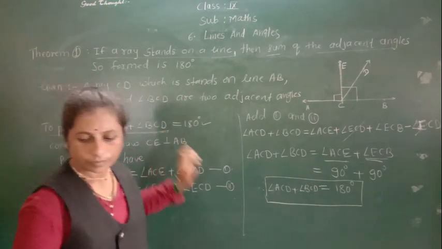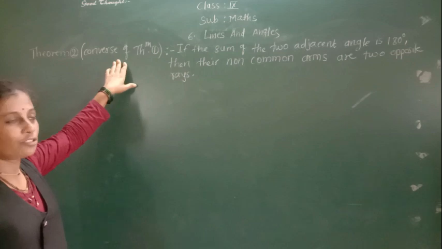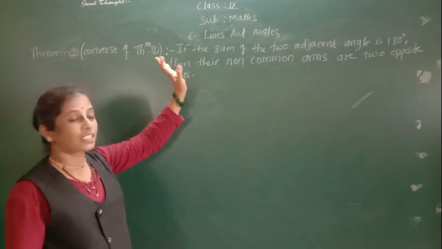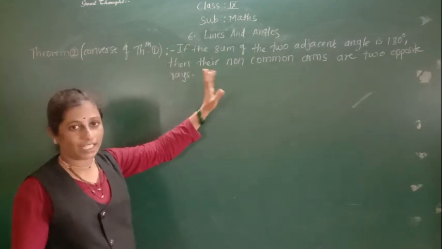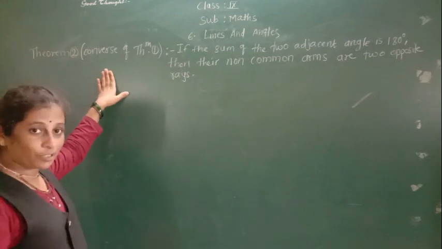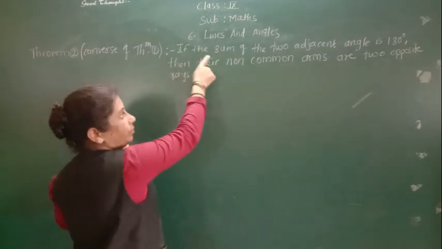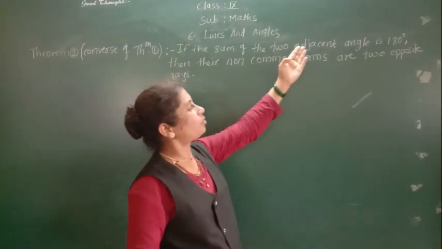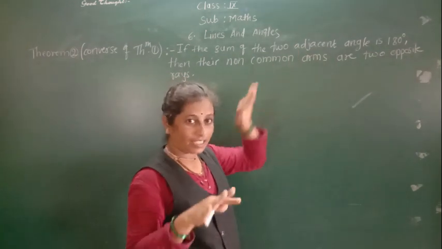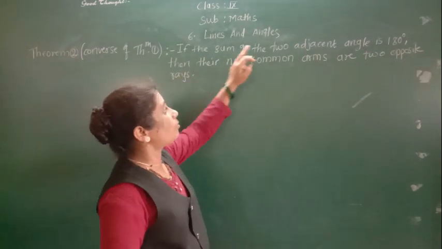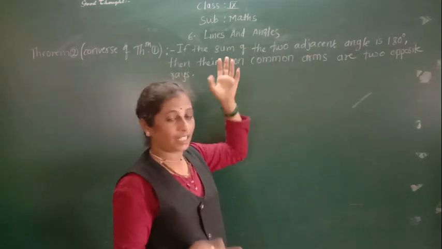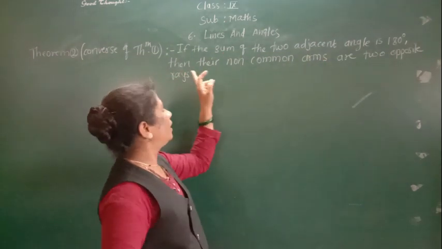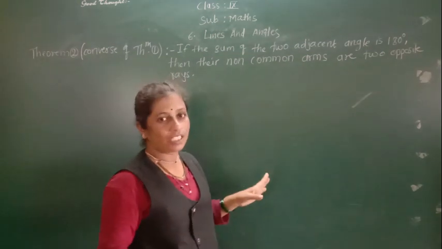Understood, everyone? Second theorem, the converse of the first theorem, right? In the first theorem what we have done: if a ray stands on a line, then the two adjacent angles so formed have a sum of 180, that we have proved, right? So the converse of that theorem means we have to see the opposite. If the sum of the two adjacent angles is 180 degrees, that is given for us, then their non-common arms are two opposite rays, right?